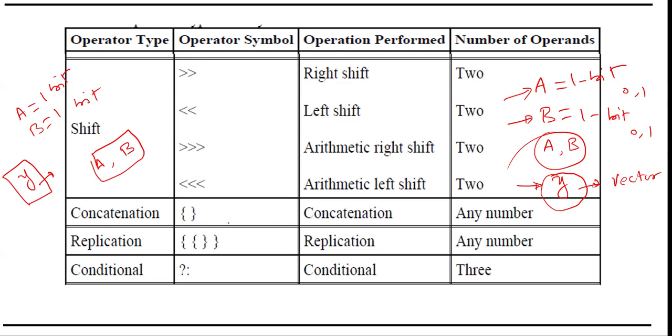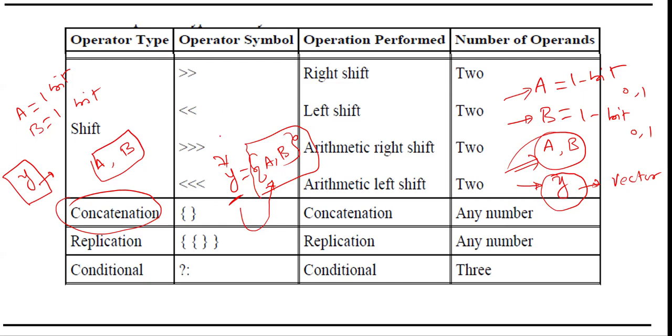Now, how do we do that activity, clubbing or combining this A and B? That is with the help of the concatenation operator. So like Y equal to, open the braces, A comma B. Now they have been clubbed together and we are assigning it to Y. In such cases, what care needs to be taken? This target must meet the required size.